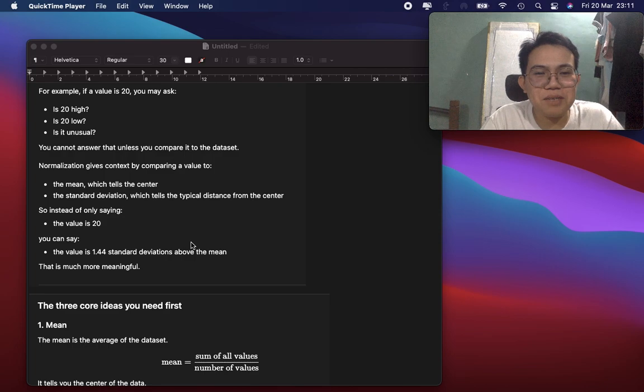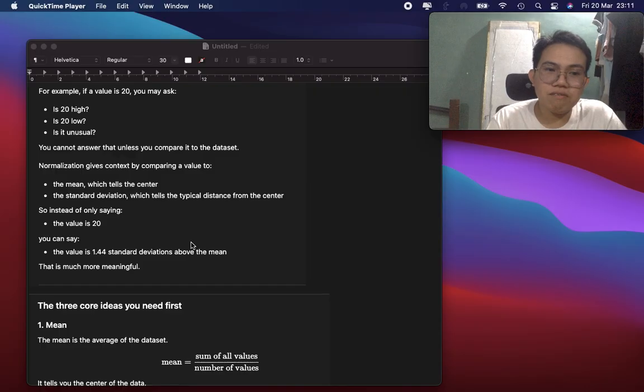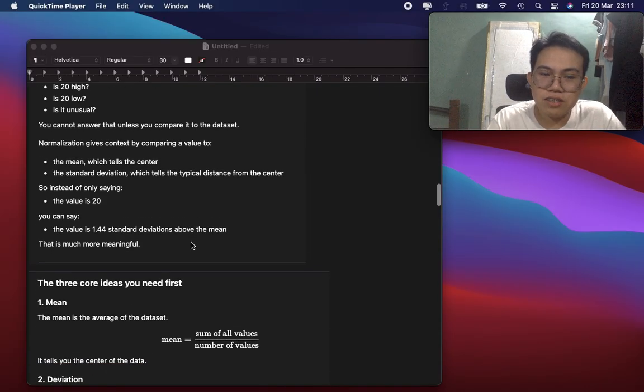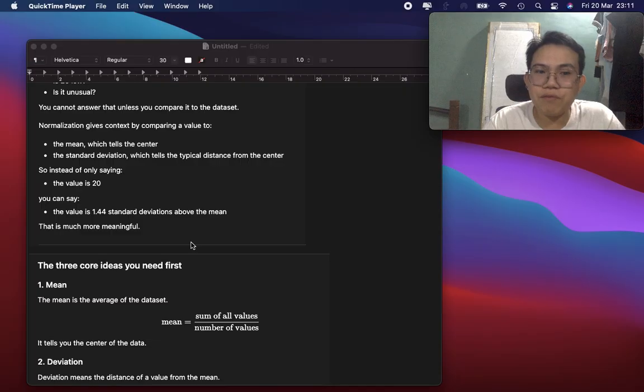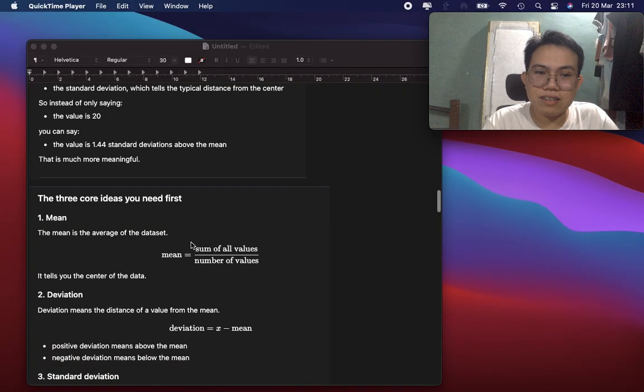Normalization gives context by comparing a value to the mean, which tells the center. That's why it becomes 0. The standard deviation tells the typical distance from the center. So instead of only saying the value is 20, you can say the value is 1.44 standard deviations above the mean. If the standard deviation is 1 and the specific value produced 1.44, it means it is 0.44 units above the standard.